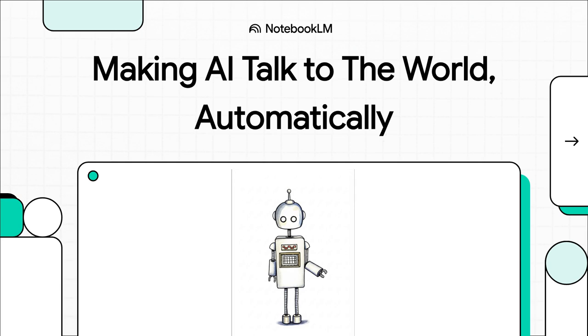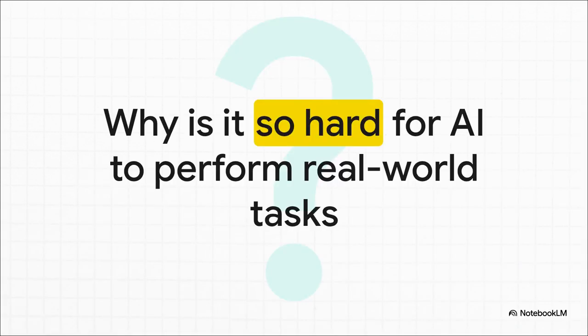Automatically connecting these super powerful AI models to the tools you and I use every single day. But that begs the question, right? If these AIs are so smart, why is this so hard? Why can't it just connect to my Spotify or my Google Calendar?